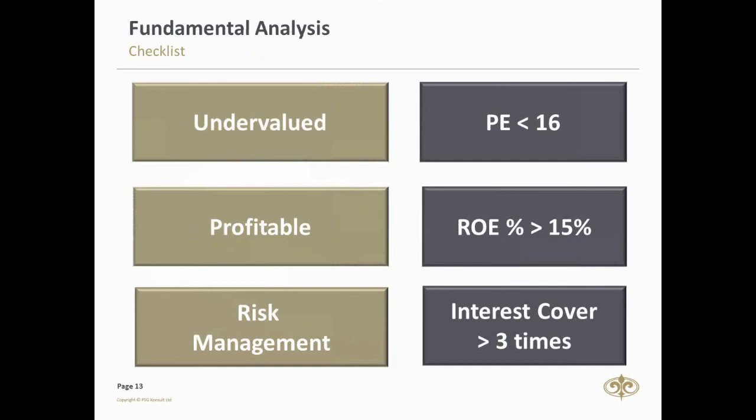So you need to document this as your club and decide how you're going to choose shares. Okay, I like to focus, as I say, on undervalued stocks. I like to focus on shares that are profitable. I use a profitability ratio here called return on equity. My benchmark, I'm looking for shares 15% plus.